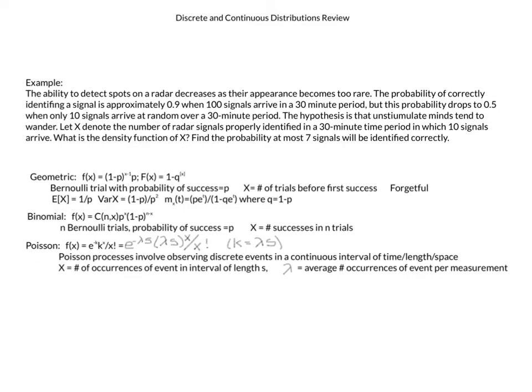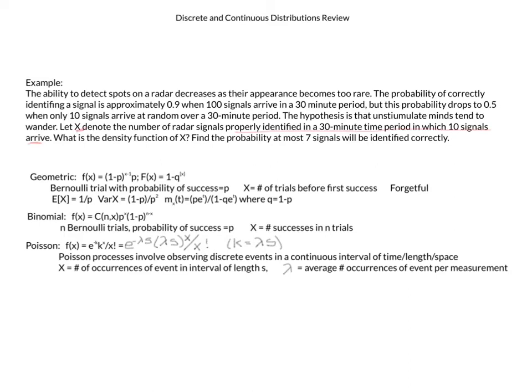This next example: the ability to detect spots on a radar decreases as their appearance becomes too rare. The probability of correctly identifying a signal is approximately 0.9 when 100 signals arrive in 30 minutes. But this probability drops to 0.5 when only 10 signals arrive over a 30-minute period. And the hypothesis is that unstimulated minds tend to wander. So let X denote the number of radar signals properly identified in a 30-minute time period in which 10 signals arrive. What is the density function of X? What's the probability at most 7 signals will be identified correctly?